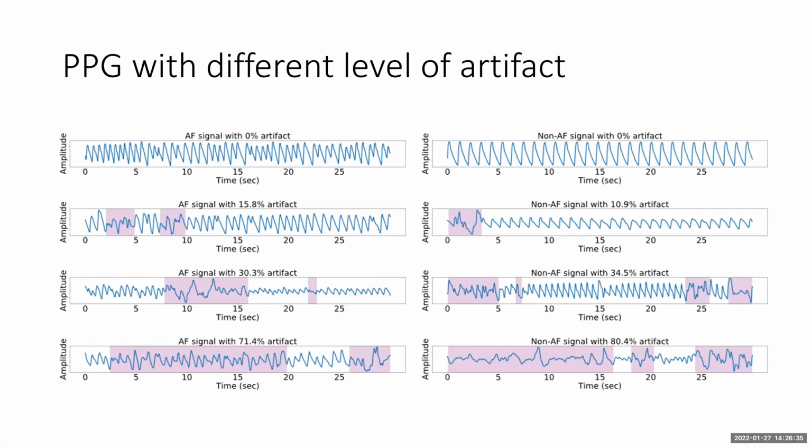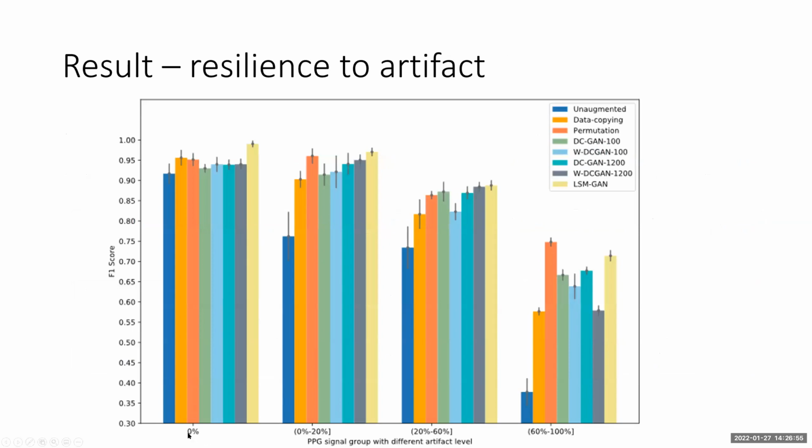We also consider the signal quality. In order to do that, we annotate the regions of artifacts in the test set. According to this, we divided the test set into 4 groups, depending on the percentage of artifacts. You can see from this figure we have 0%, 0 to 20%, 20 to 60%, and 60 to 100% of artifacts within PPG signals. Here is the same model from the previous experiment, tested on each signal quality group. Compared to the baseline, our GAN has the best performance, except for the last group, when the signal quality is really bad.